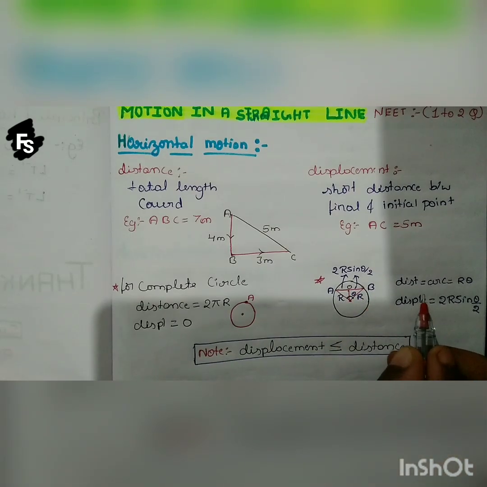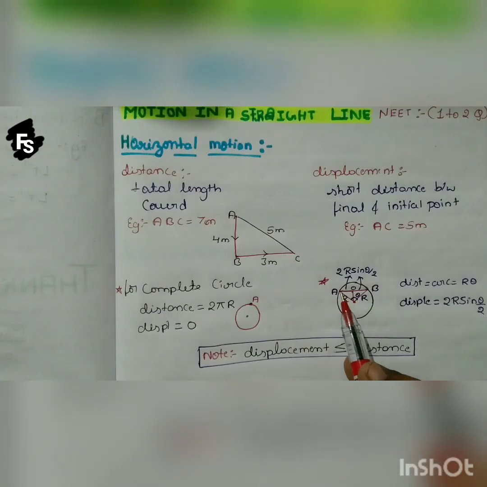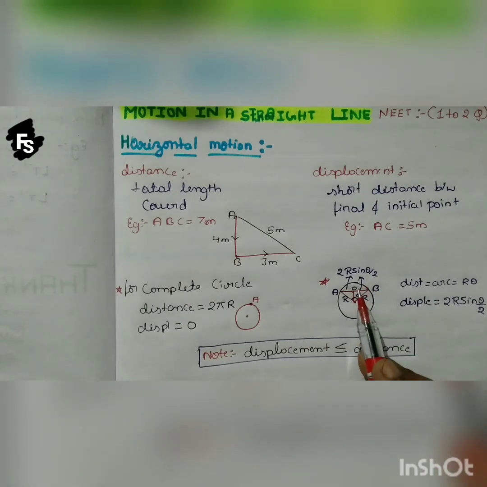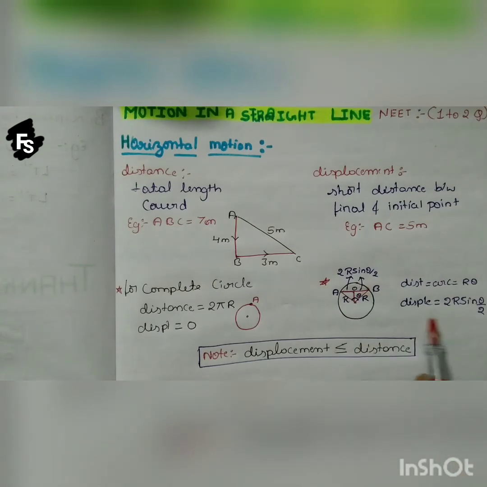Then how to find displacement? Through trigonometric equation, this AO will become r sin theta by 2. Then AO and OB are equal, and each is equal to r sin theta by 2. So AO is r sin theta by 2 and OB is r sin theta by 2. So the displacement between A and B is 2r sin theta by 2. This is how we will find the displacement of the 2 points in a circle.